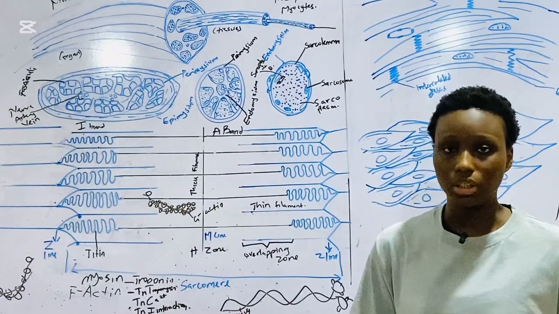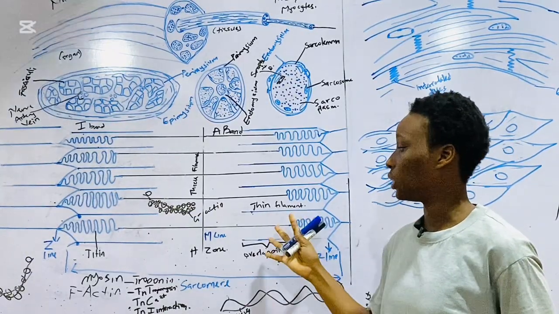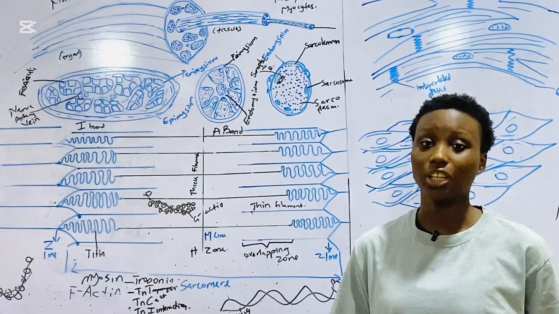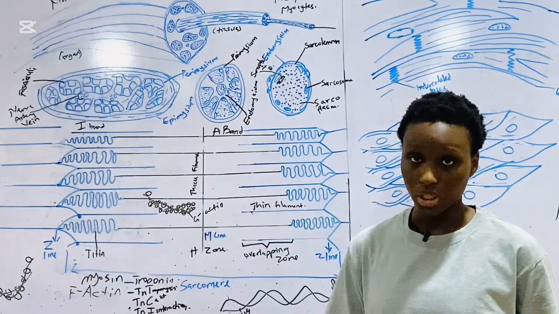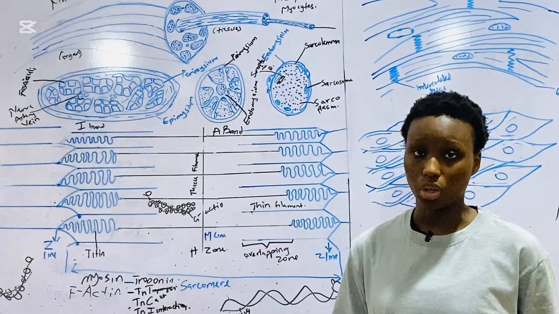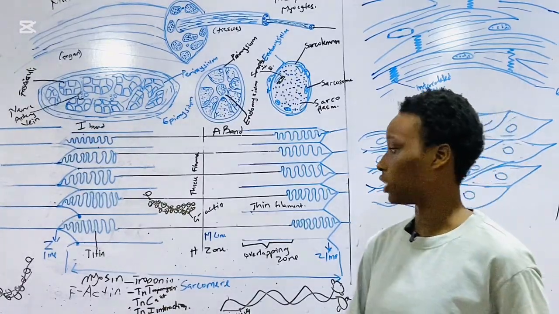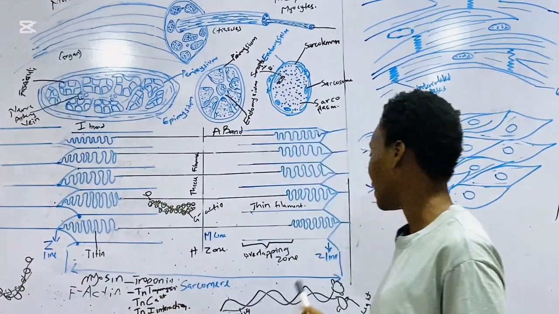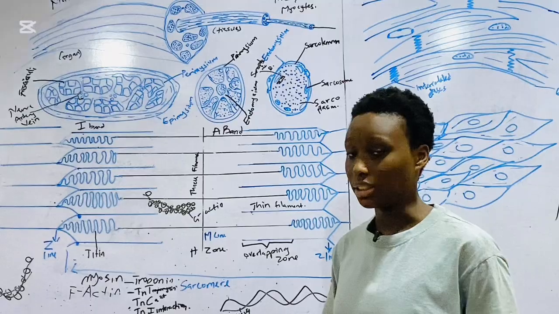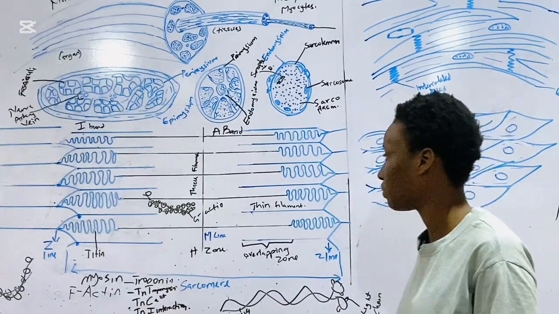Okay, I'm going to be going deep into the functional unit, or the contractile unit, of our myofibril. Like I said earlier, the contractile unit of our myofibril is the sarcomere. And the sarcomere is the distance between two Z lines or two Z bands, whichever one you choose.